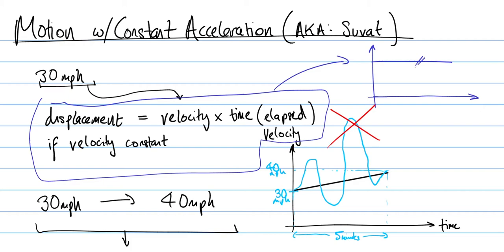So notice that this is parallel to the horizontal axis. Of course, this is time and this is velocity here. And this is always at 30 miles per hour. Let's say that this over here is 5 minutes. That's the 5 minute mark right there. This is the 0 minutes elapsed mark. And so we wrote this: displacement equals velocity times time. This is the velocity. Time elapsed is 5 over here.